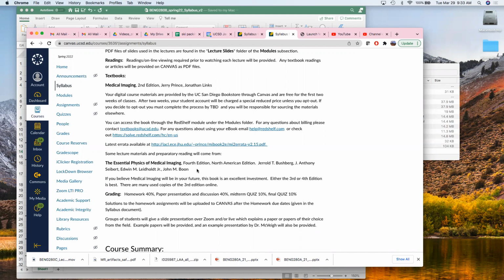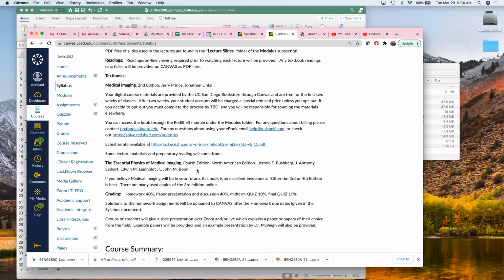And you can get it secondhand if you just keep looking. Eventually a copy will come by for 30 bucks or something. Amazon is very odd these days, in buying secondhand books, so they can be 30 or they can be 750, the same book. So just keep looking. Red Shelf will have Prince and Links, and you can access that. If you took 280A, it may still work. I'm not sure. But otherwise, Red Shelf will have Prince and Links for about 40 bucks, I think, for the duration of the course.